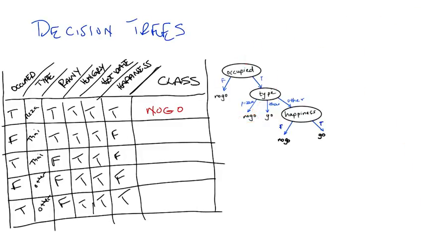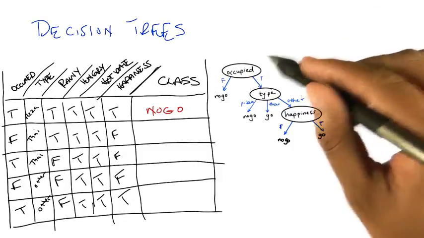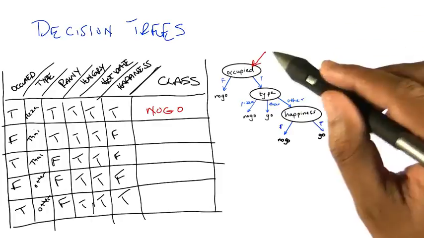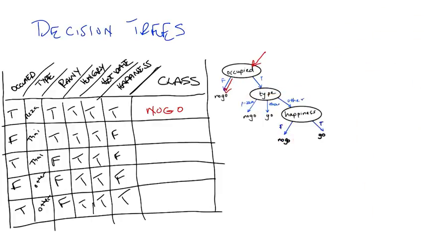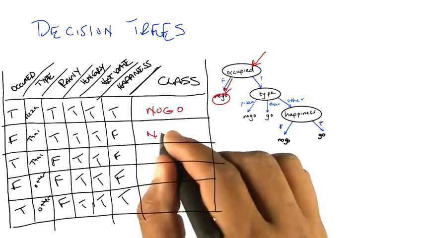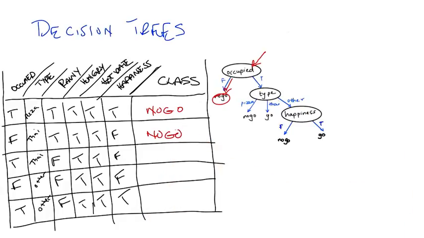Let me see if I get this straight. I'll do the second instance. You say that we need to start at the top of the tree where it says occupied. Now I look at the instance, and it's false for occupied. So we go down that left branch and we hit no go. Oh wait, but now I haven't looked at any of the other nodes. You don't have to look at any of the other nodes, because if it's not occupied, you just don't go into a restaurant. So you're the type of person who doesn't like to be the only person in a restaurant. Got it. So that's a no-go. That's an important point, Michael.